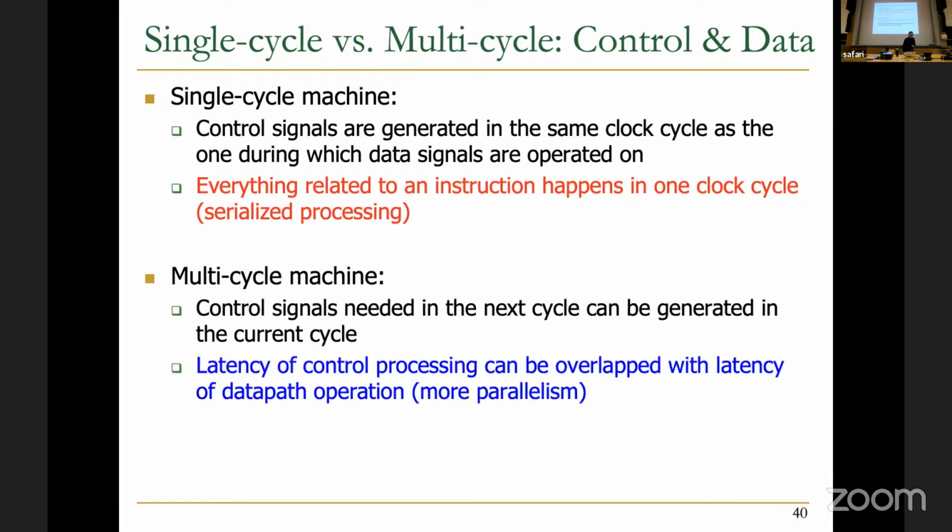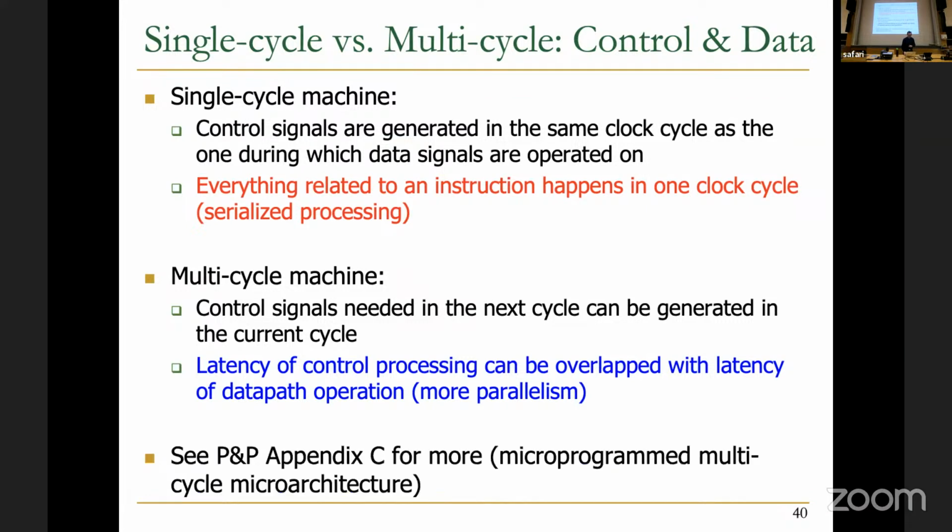On the other hand, in a multi-cycle machine, you have some more room. Control signals that you need in the next clock cycle can be generated in the current clock cycle, right? While you're doing data path processing with some control signals right now, you're generating the control signals for the next clock cycle. So you can overlap data and control processing in a much better way this way, so that you get more parallelism. And you will see this more when we actually design the machine. You kind of saw it earlier when we discussed, but I didn't explicitly point this out.